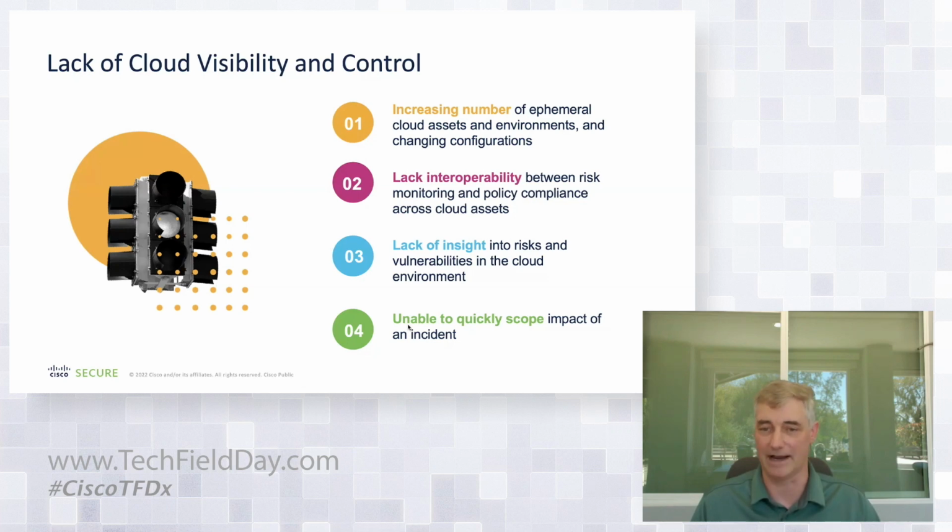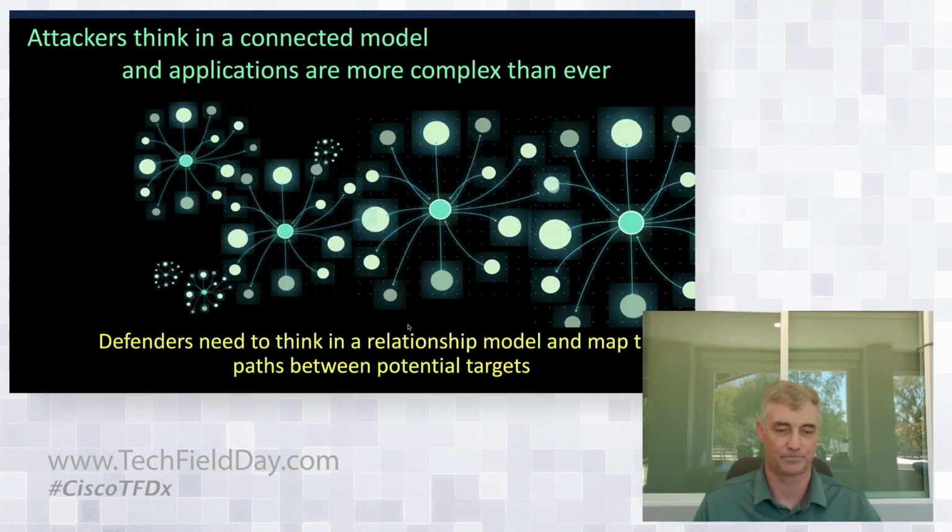We also have a lack of interoperability between the different risk monitoring platforms. Now, for the most part, cloud IaaS vendors, they come with risk monitoring of some kind. Yeah, some are better than others. But none of them interoperate with each other from a full compliance perspective, which leads to this lack of insights into the risks and the vulnerabilities across the multi-IT environment. And it leads to some problems like our inability to quickly scope the impact of any breach.